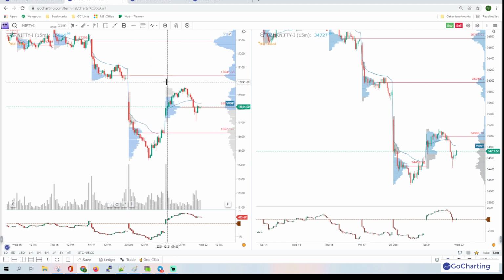value area. The upper region is called the value area high, and the lower region is called the value area low. So outside value area high and value area low, these are the two things that we watch for.